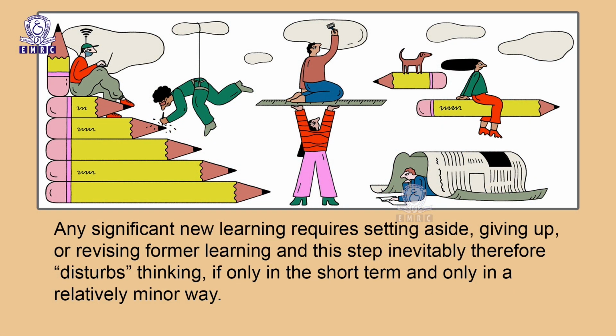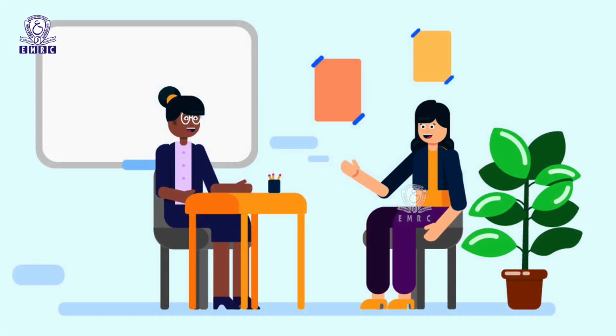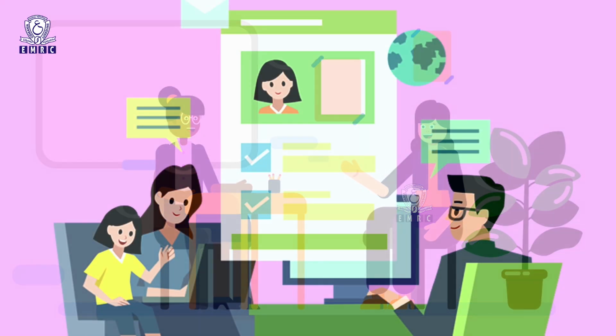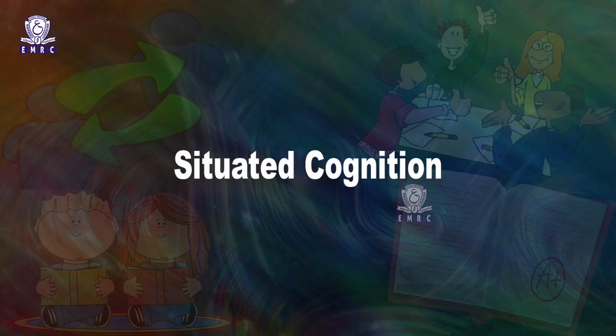Any significant new learning requires setting aside, giving up or revising former learning, and this step inevitably disturbs thinking, if only in the short term and only in a relatively minor way. A second strategy may be coupled with the first. As students gain experience, they become able to think about how they learn best, and you as the teacher can encourage such self-awareness as one of your goals for their learning. These changes allow teachers to transfer some of their responsibilities for arranging learning to the students themselves.